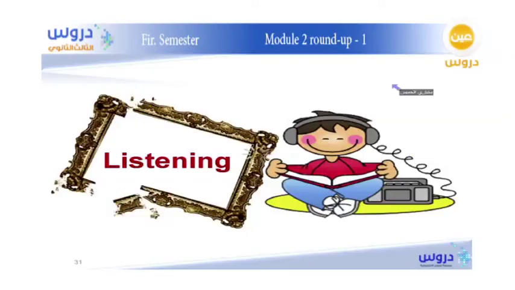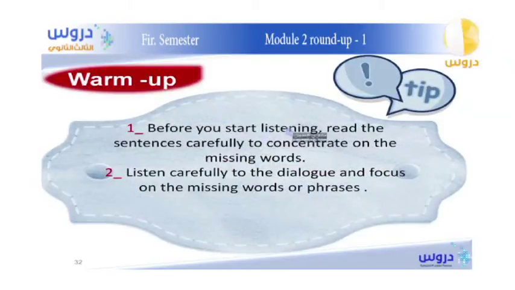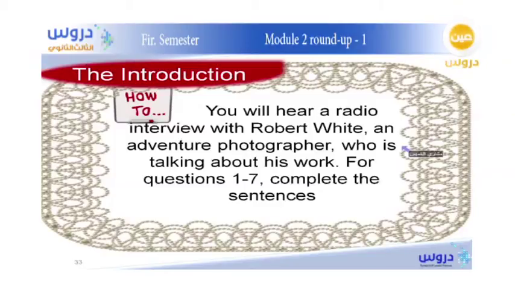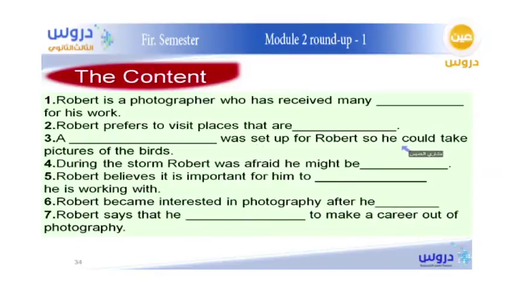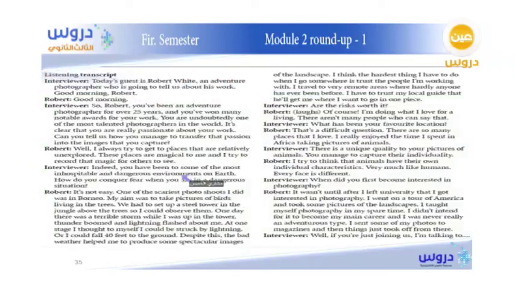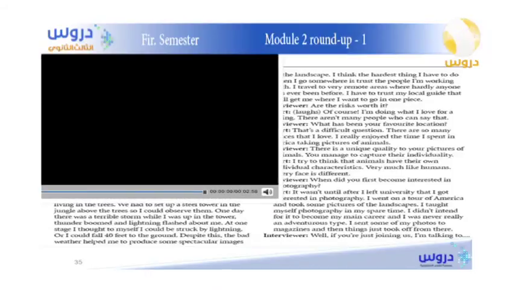Okay, listening. Warm up. Before you start listening, read the sentences carefully to concentrate on the missing words. Listen carefully to the dialogues and focus on the missing words or phrases. So we're gonna, guys, listen to some beautiful, awesome dialogue, and we're gonna have some questions. You will hear a radio interview with Robert White, an adventure photographer who is talking about his work. For the question 1 to 7, complete the sentences. Okay, guys, those are the questions. So let's get started. It's a very awesome listening.